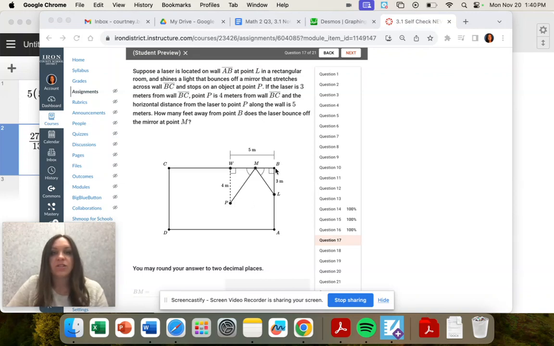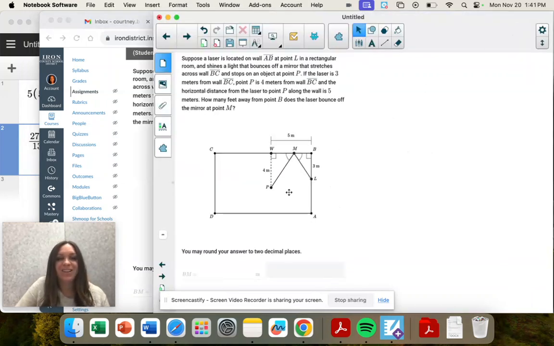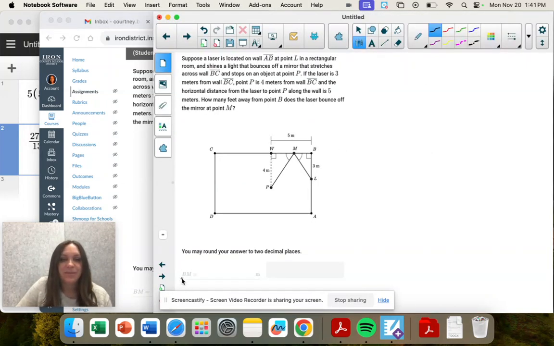If the laser is 3 meters from wall BC, point P is 4 meters from the wall BC, and the horizontal distance from the laser to point P is 5 meters right here, how many feet away from point B does the laser bounce off the mirror at point M? Did you get that? If not, look down here. We're trying to find B to M. So we want to find this length.